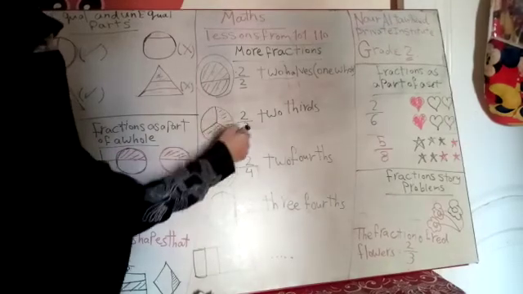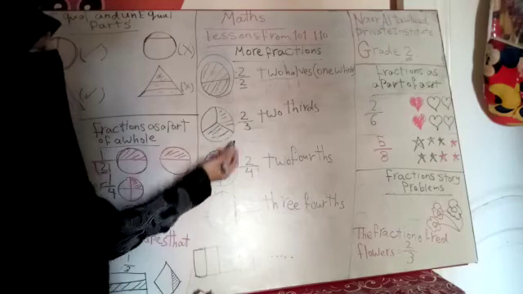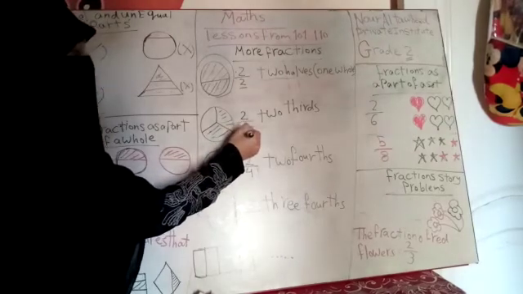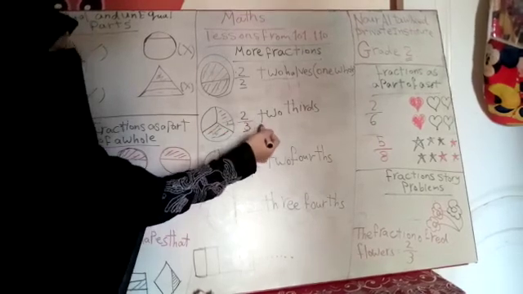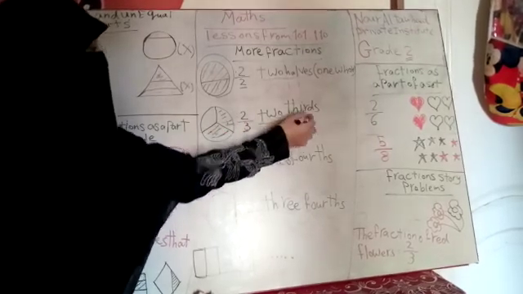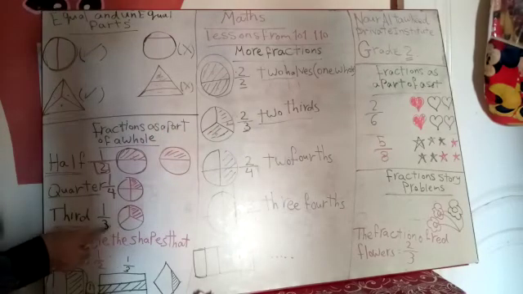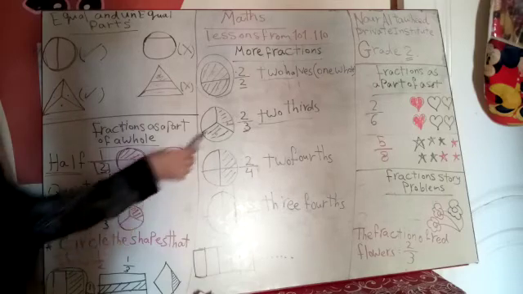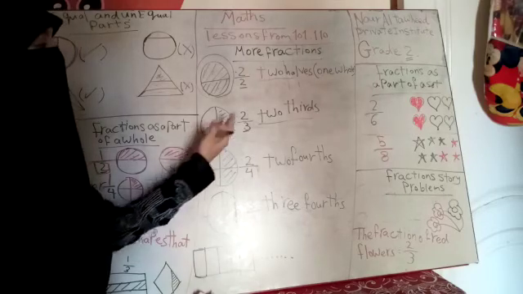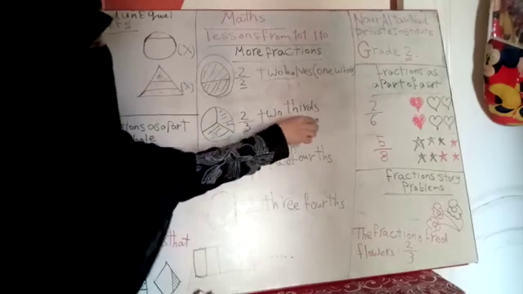Here we draw a circle and color two parts from the three equal parts. So down write 3 and up write 2, two colored parts, and read it as 2 thirds. Here is 1 third. We colored one part from 3 equal parts. Here we colored 2 parts from 3 equal parts, 2 over 3 or 2 thirds.